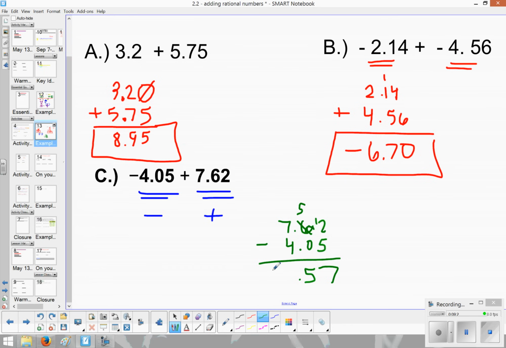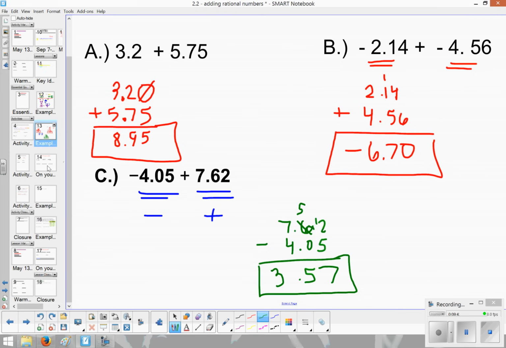Now, I have a number of 3.57, but I need to look to see which number was bigger. Since 7.62 is bigger, I know my answer is going to be a positive. So it's very important you look to see which one's bigger in order to tell you if the sign is positive or negative. Okay? All right. So these were the decimal numbers that we were adding. The first one was the fraction.